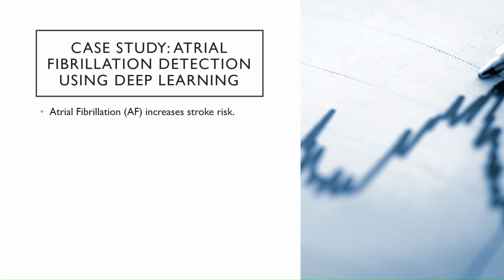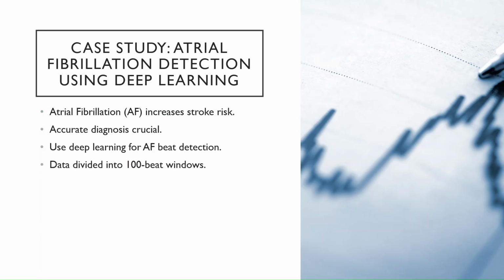The atrial fibrillation, as we explained, increases the stroke risk by 5-fold, and accurate diagnosis is crucial, so we use deep learning for atrial fibrillation beat detection. The data was divided into a 100-beat window. Each beat represents the time from one heartbeat to the next. We also refer to it as RR interval. And the database used is the MIT-BIH atrial fibrillation database.